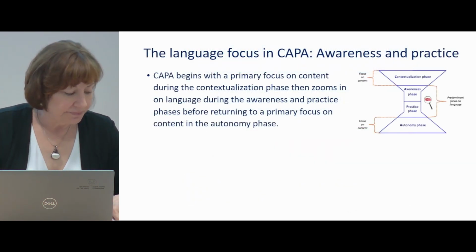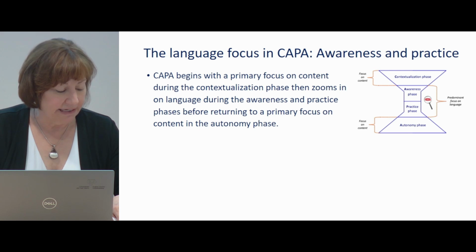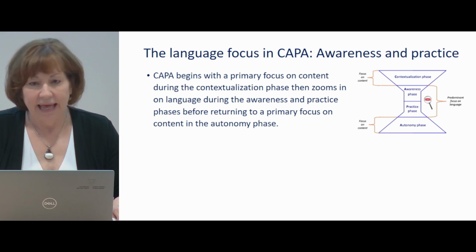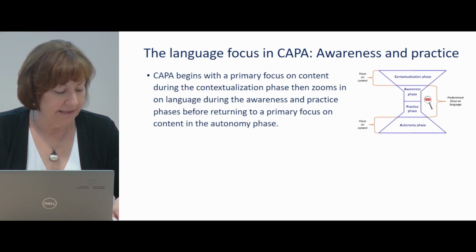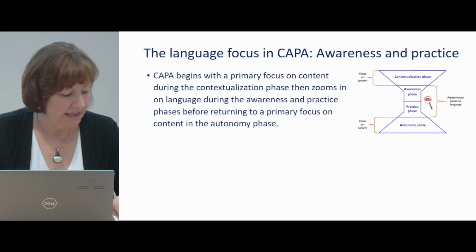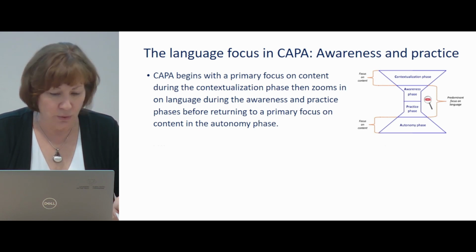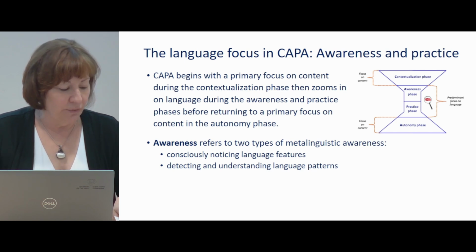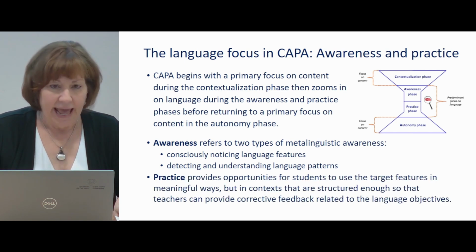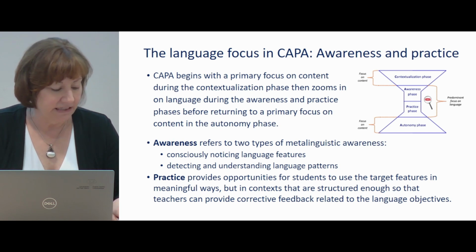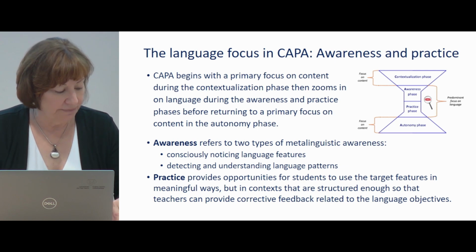So let me reiterate here. The CAPA begins with that focus on content in the contextualization phase, then zooms in on language during awareness and practice, and then returns to that primary focus on content. I'm going to talk a little bit more about the two middle phases. The awareness phase, as I mentioned before, gets at two types of metalinguistic awareness: noticing language features and figuring out and understanding language patterns. And the practice phase provides opportunities to use that target feature in a meaningful way that's linked to the content, but in a context that's structured enough to allow the teacher to provide corrective feedback related to use of the target feature.